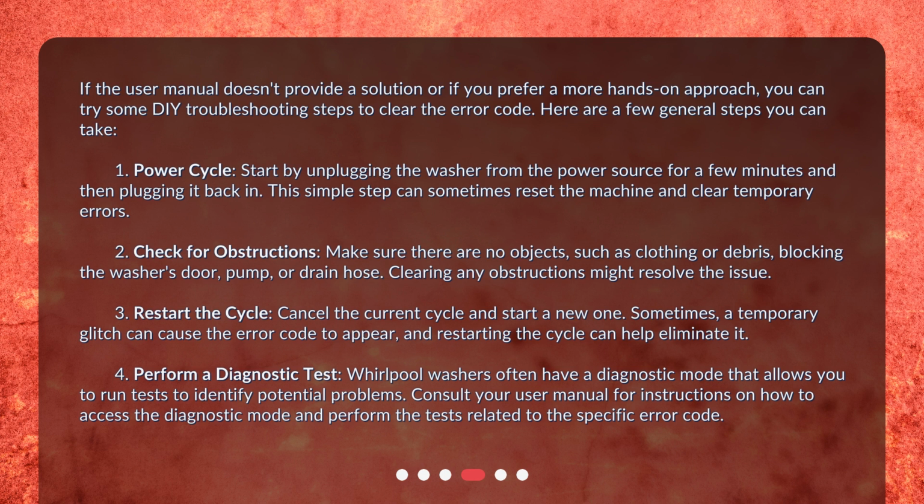2. Check for obstructions. Make sure there are no objects, such as clothing or debris, blocking the washer's door, pump, or drain hose. Clearing any obstructions might resolve the issue. 3. Restart the cycle. Cancel the current cycle and start a new one. Sometimes, a temporary glitch can cause the error code to appear, and restarting the cycle can help eliminate it.